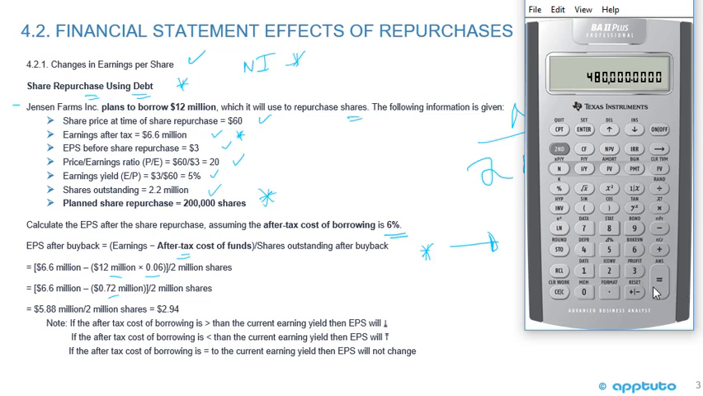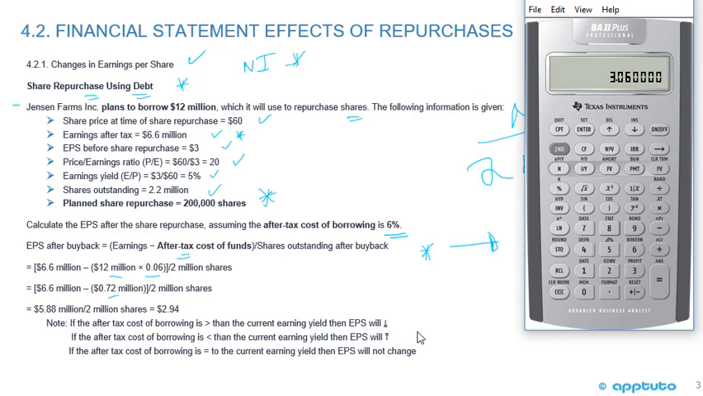We'd have after-tax cost of borrowing 480,000. Make that a negative. Add that to our 6.6 million of earnings after tax before the issuance of the debt. And so we'd have earnings of 6.12 million. And we're going to divide now by the 2 million shares that are outstanding after the share repurchase. And you could see that our earnings per share would be $3.06. So the earnings per share before the share repurchase was $3. If the after-tax cost of borrowing is 4%, our earnings per share would increase.